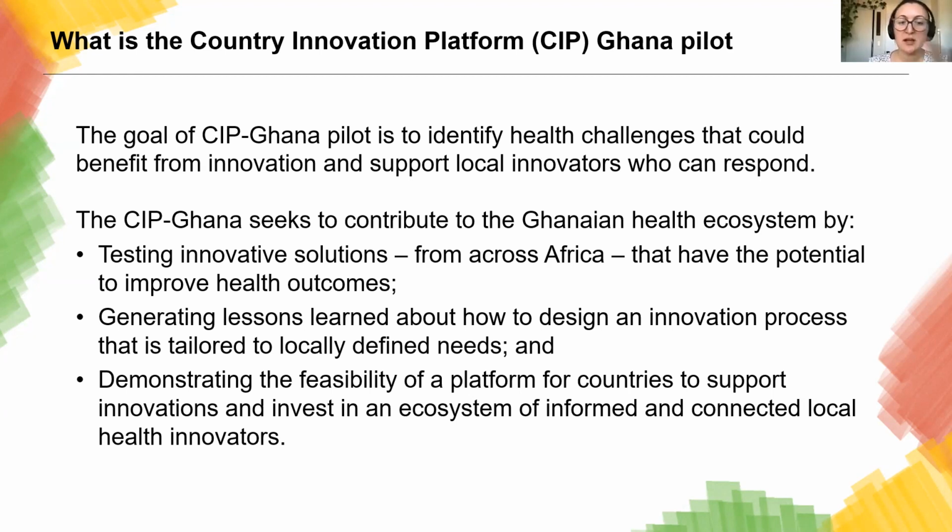The Ghana Health Service, in collaboration with USAID, Grand Challenges Canada, AMP Health, and other collaborators across the health ecosystem, have launched a country innovation platform in Ghana to identify health challenges that could benefit from innovation and support local innovators who can respond. The CIP Ghana seeks to contribute to the Ghanaian health ecosystem by testing innovative solutions that have potential to improve health outcomes, generating lessons learned about how to design an innovation process that is tailored to locally defined needs, and demonstrating the feasibility of a platform for countries to support innovations and invest in an ecosystem of informed and connected local health innovators.